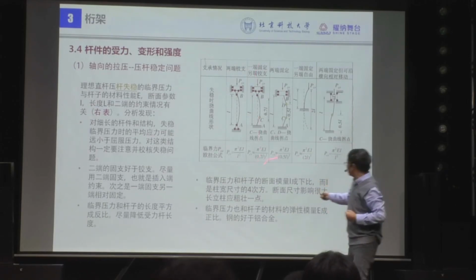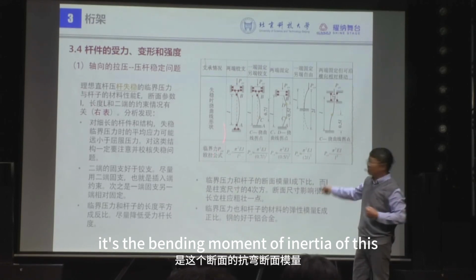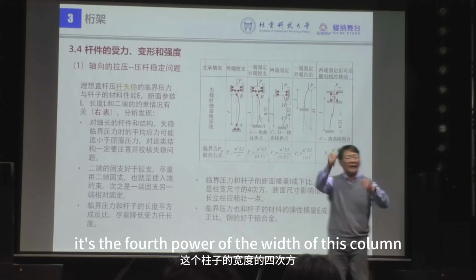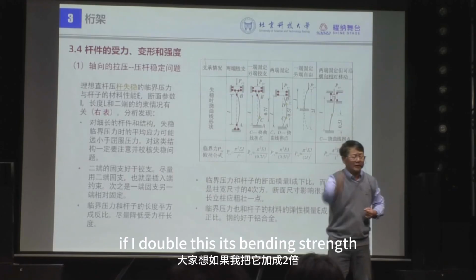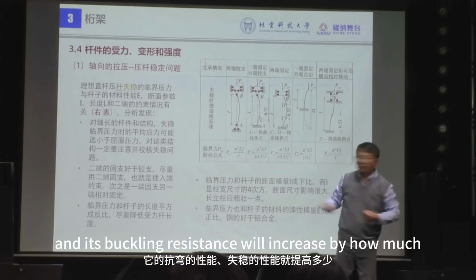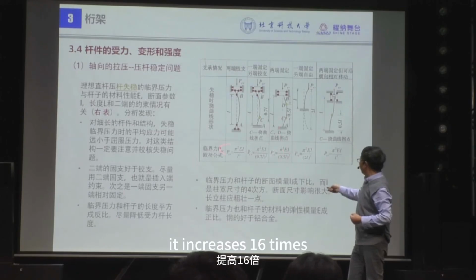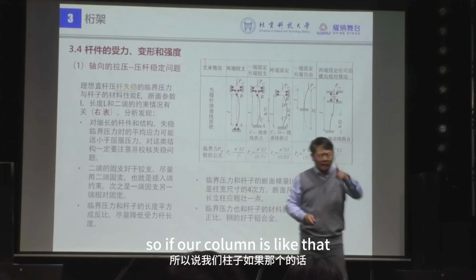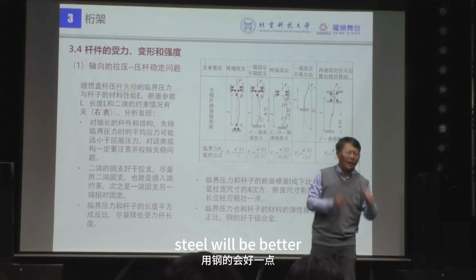Look at this A. What is this A? It's the bending moment of inertia of this cross-section. The bending moment of inertia of this column is the 4th power of the width of this column. If I double this, its bending strength and its buckling resistance will increase by how much? It increases 16 times. This is the idea, right? So if our column is like that, make it a bit shorter and a bit thicker, steel will be better.